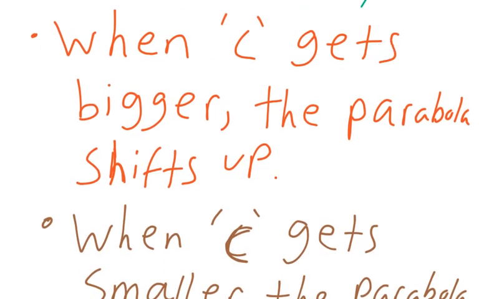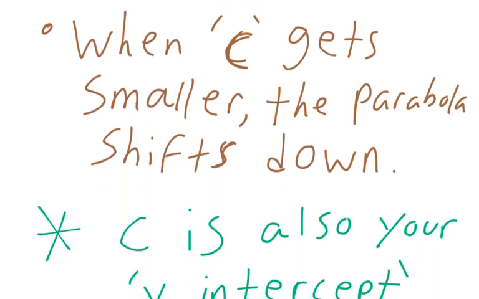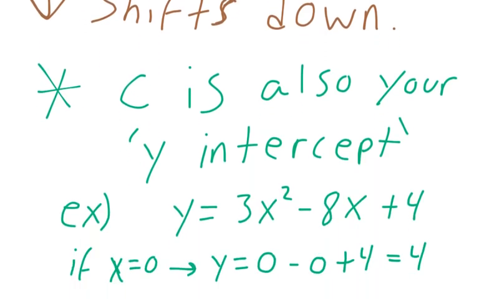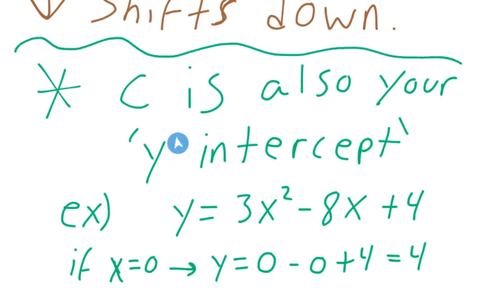When C gets bigger, your parabola shifts up, right? So it gets basically just picked up and lifted up a little higher in the graph. When that C term gets smaller, then your parabola gets shifted down or slid down or carried down, however you want to talk about it. With standard form, one kind of bonus thing here, C is also your y-intercept.